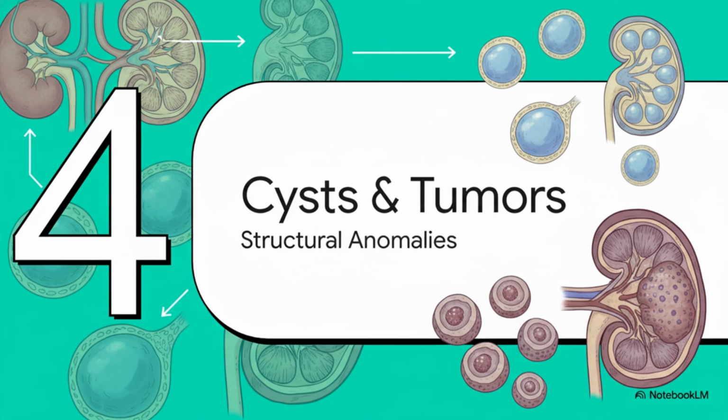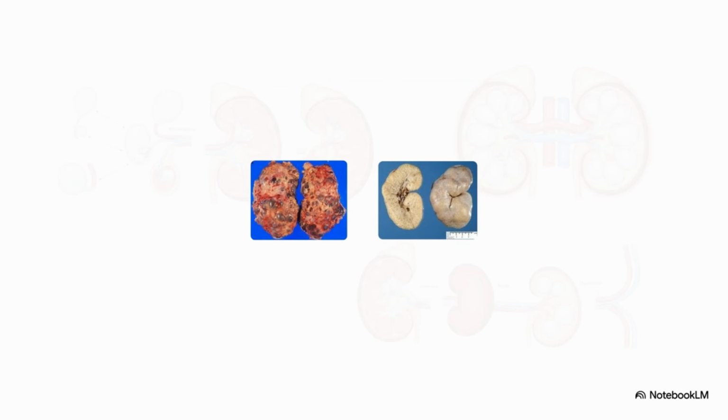All right, Section 4, Cysts, Tumors, and Ectopia. Visually contrast these gross external and cross-sectional views of autosomal recessive polycystic kidney disease, or ARPKD. This is a severe progressive inherited disorder happening in roughly 1 in 5,000 births. Notice how the normal kidney tissue is just completely replaced by numerous fluid-filled cysts. The incredibly high yield fact here, in ARPKD, these cysts form strictly from the collecting ducts.